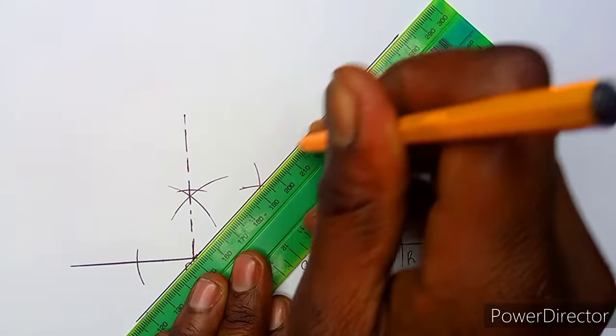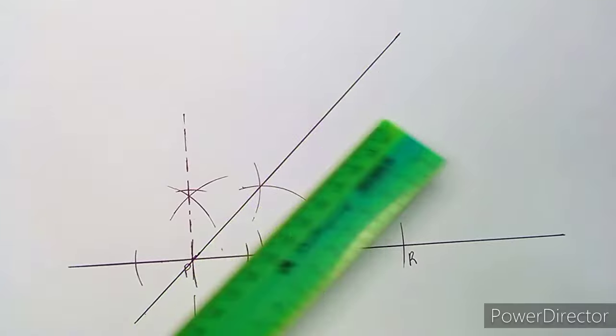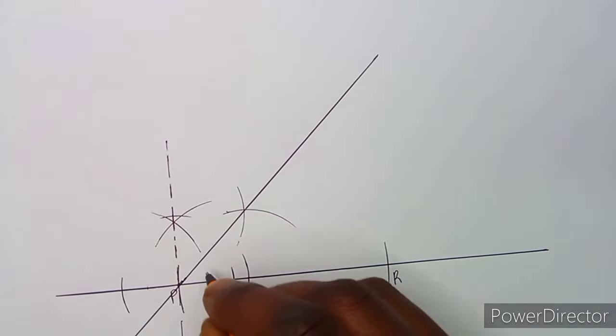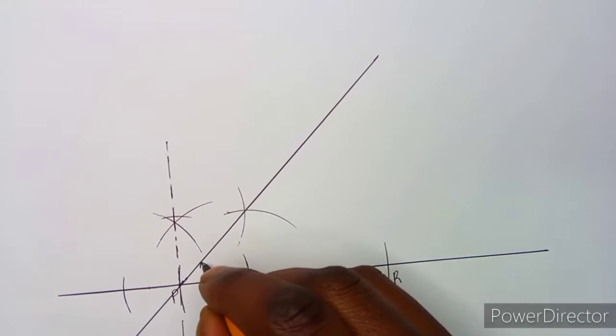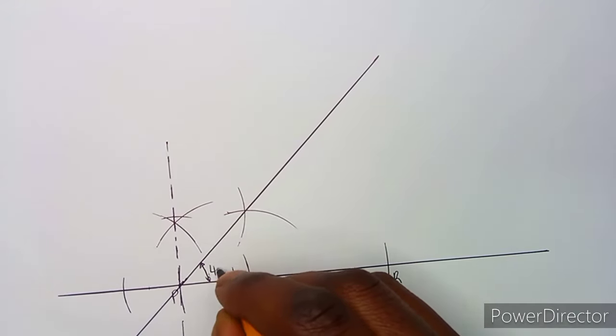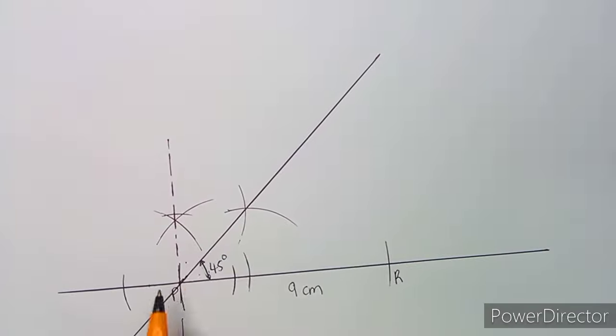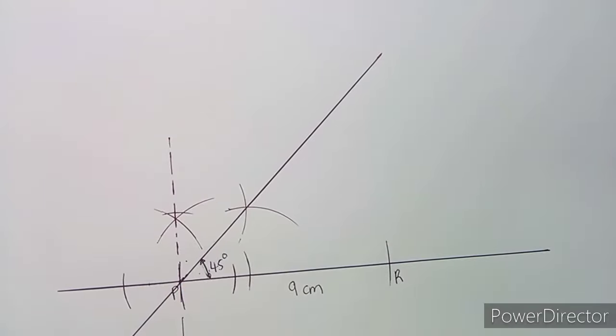So let it be big enough also to accommodate 7 centimeters. You can also indicate this is my 45 degrees. You can write your 45 degrees, but this one don't write, because you know this is 45, this is 45. What you would need is this one that is inside your shape. This part is just there to help us, so there's no need for us even to indicate that angle.